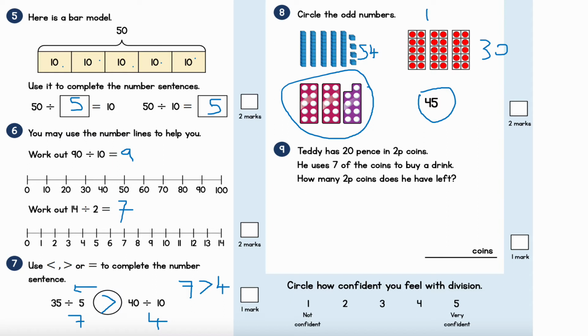Because you're always taking off the tens column. You are doing 10 take away an even or an odd number, and that will tell you whether it's even or odd. Essentially, this is question number 9.